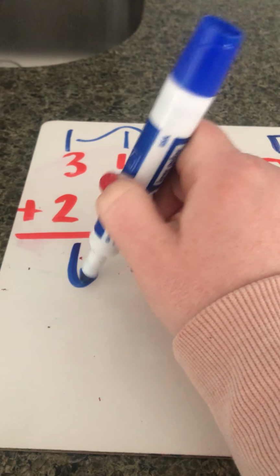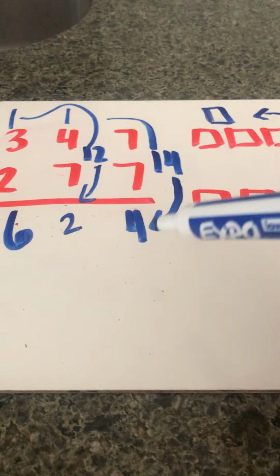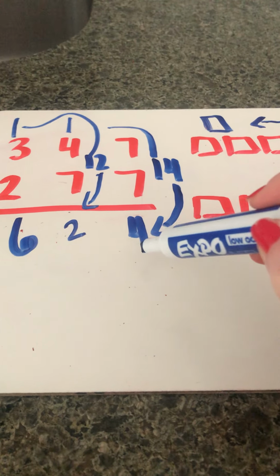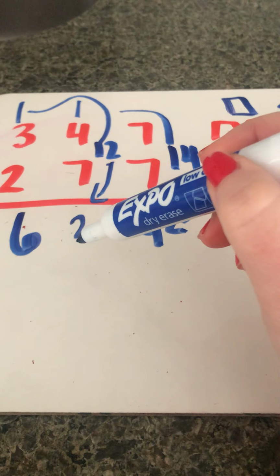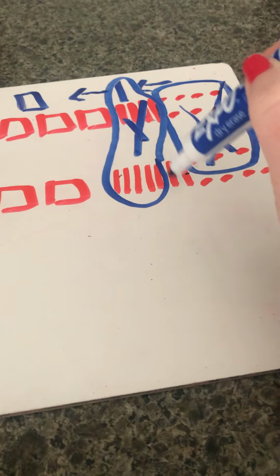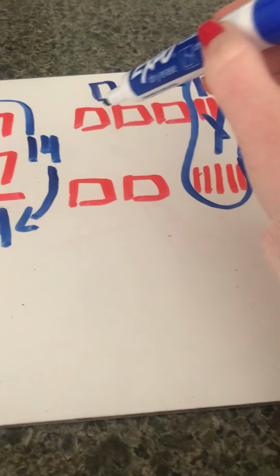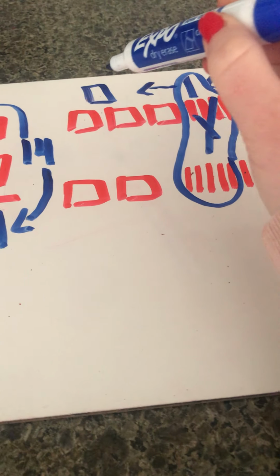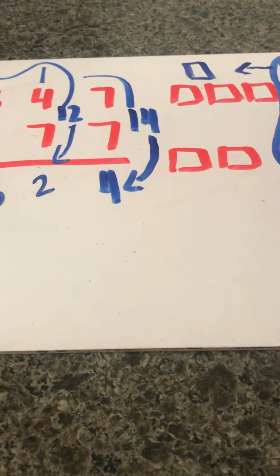So let's see if my model matches my answer. All right, I have 4 ones, 2 tens, and I have 6 hundreds. 1, 2, 3, 4, 5, 6. 600. So my answer does match my model.